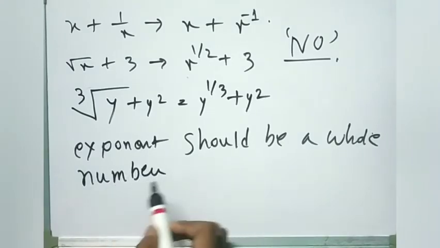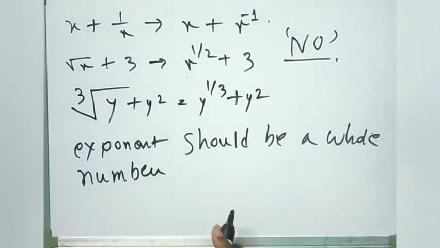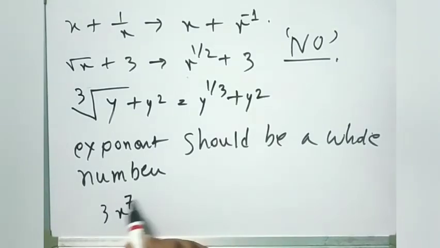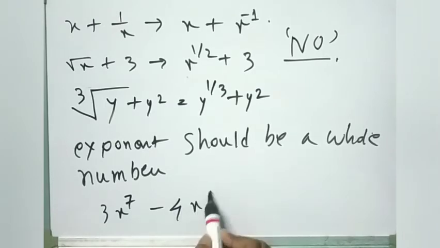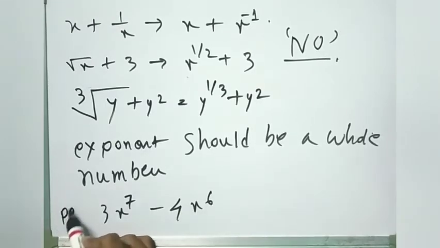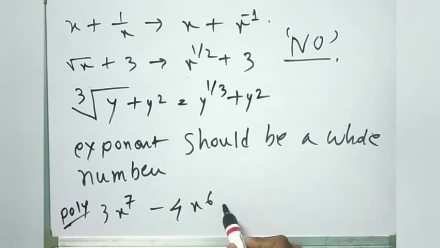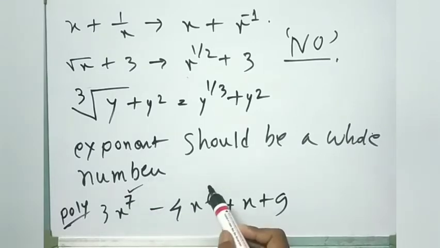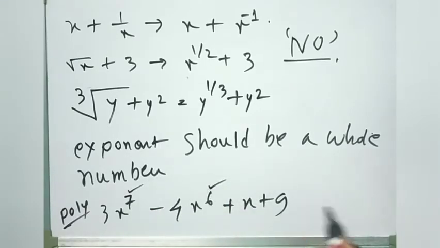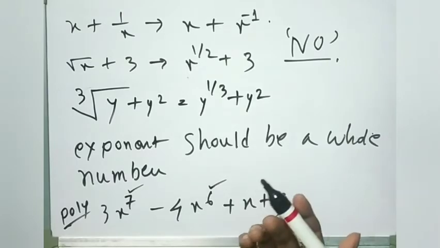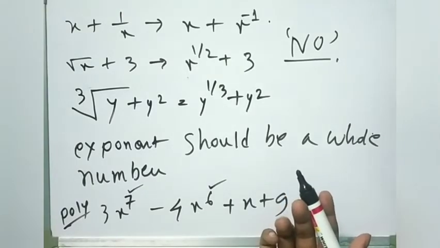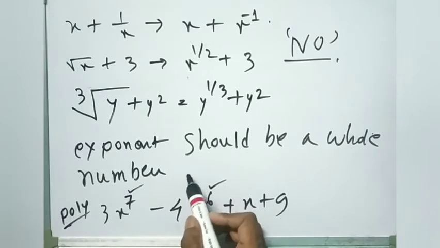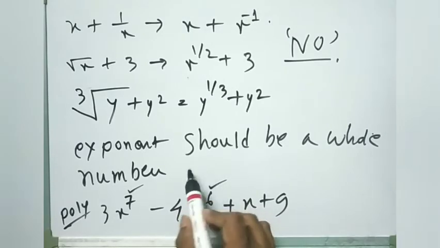Okay, so whatever polynomials we have seen, like 3x to the power 7, 4x to the power 6, plus x plus 9, you can see all the exponents are whole numbers. What do you mean by whole numbers? Again I will say please watch my videos on the number system, but let me define once more.